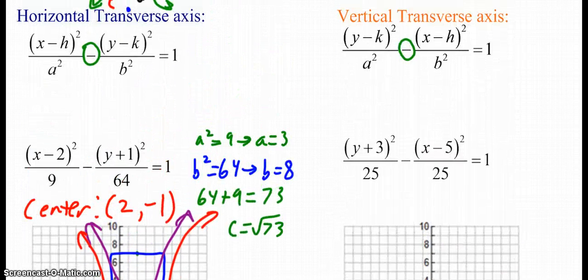Alright, I want you to try the next one here. Notice this is going to be a vertical transverse axis. You're going to do everything the same, but the shape of the graph is going to go up and down instead of left and right. Everything else stays the same though. Pause the video, try to do that, unpause when you're ready to check.